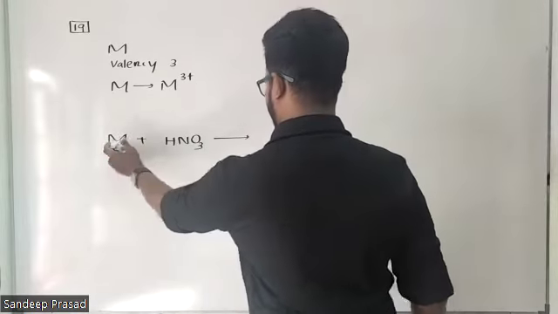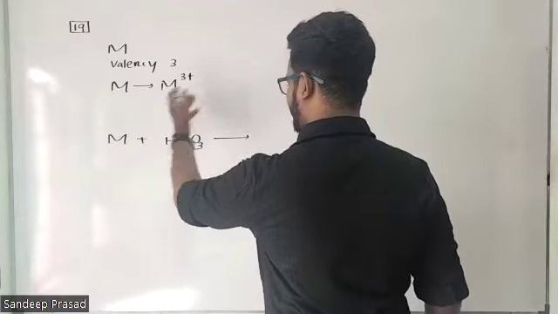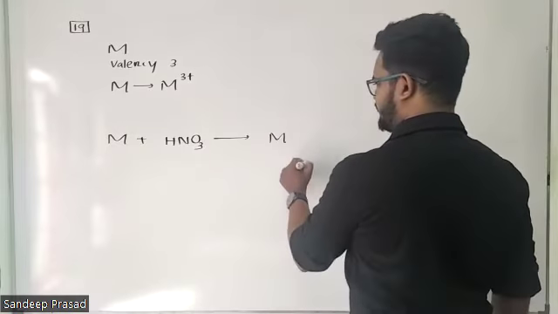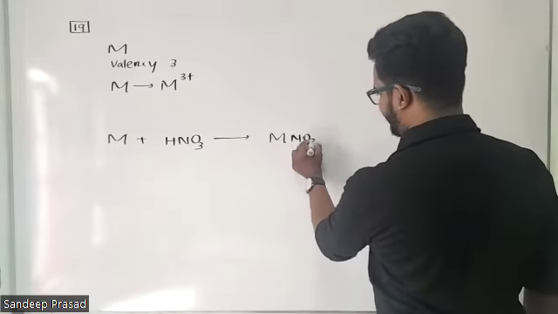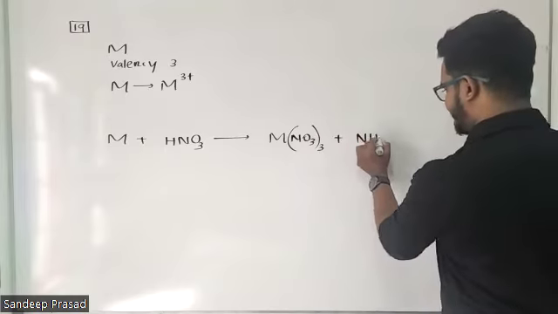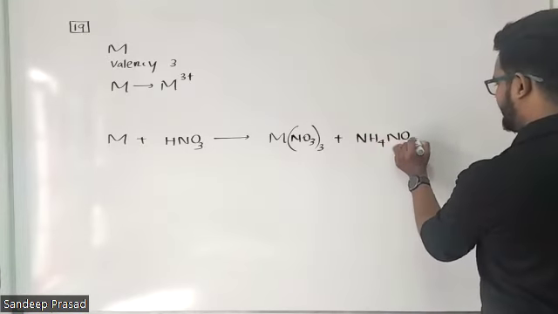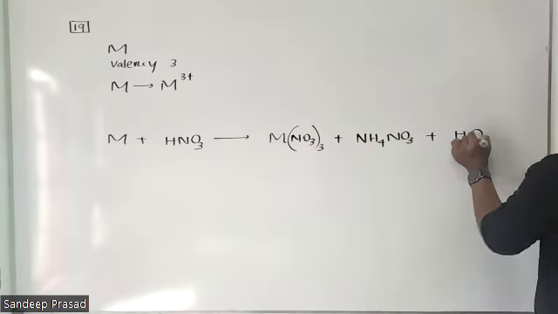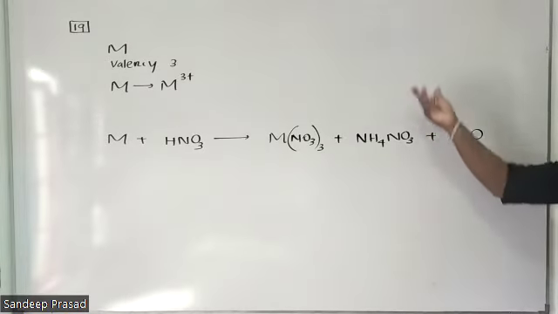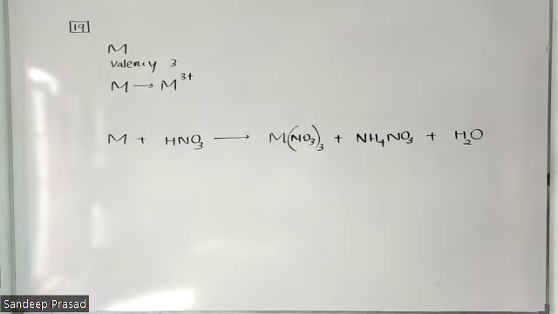HNO3. Just imagine this is like aluminium. Then aluminium 3+ is produced. Therefore, M3+ is produced. That M3+ should be neutralized by the nitrate. Then M(NO3)3. Ammonium nitrate is produced. And the definite byproduct is water. Right? Students, this is also the same as the previous one.